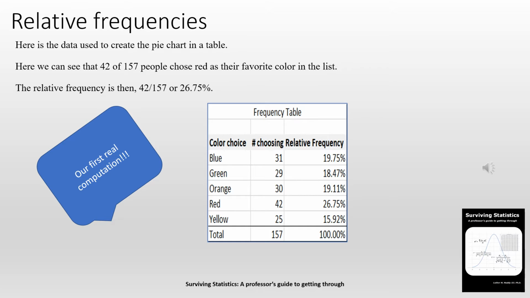We compute the relative frequency by taking the number of observations and dividing it by the total. So for instance, we can see that 42 people selected red. We divide 42 by 157 and we end up with 26.75%. We're finally getting into calculations, but after all, this is a statistics course.